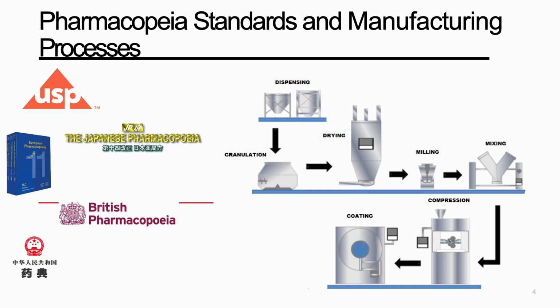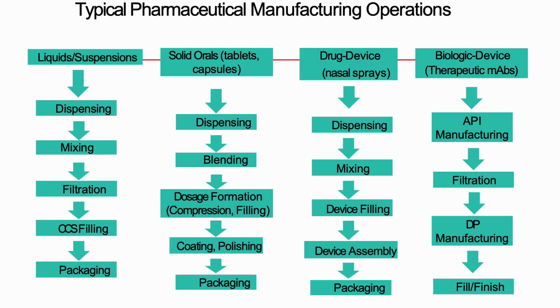So for this, we will need, of course, to use different pharmacopoeia standards in order to test the quality of the product. This is why we always talk about different pharmacopoeias, such as USP, Japanese pharmacopoeia, European pharmacopoeia, British pharmacopoeia, etc. And of course, Chinese pharmacopoeia as well. Now here we talk about the typical pharmaceutical manufacturing operations.